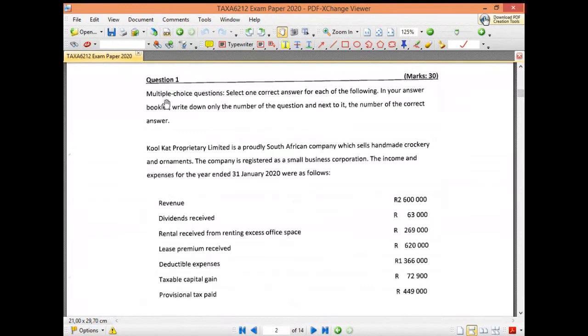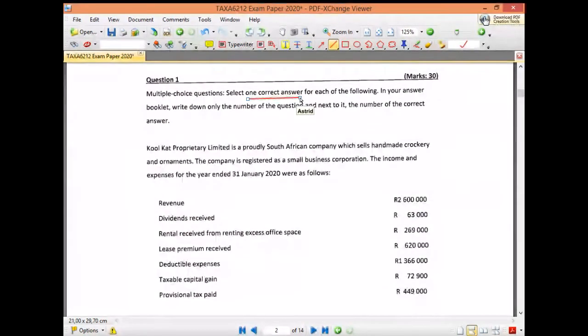Question 1 tells you they are multiple choice questions, select one correct answer. So there's only one correct answer, which means if you have 5 options, you can only select one, and you only write down one letter in the question paper. Multiple choice is generally where people spend too much time in an exam, so you need to make sure that you time yourself. This is 30 marks, so you should finish it in 30 minutes. Some of the questions might take a little bit longer because of the amount of calculations you need to do, and other ones will go quicker, but generally they will even out.